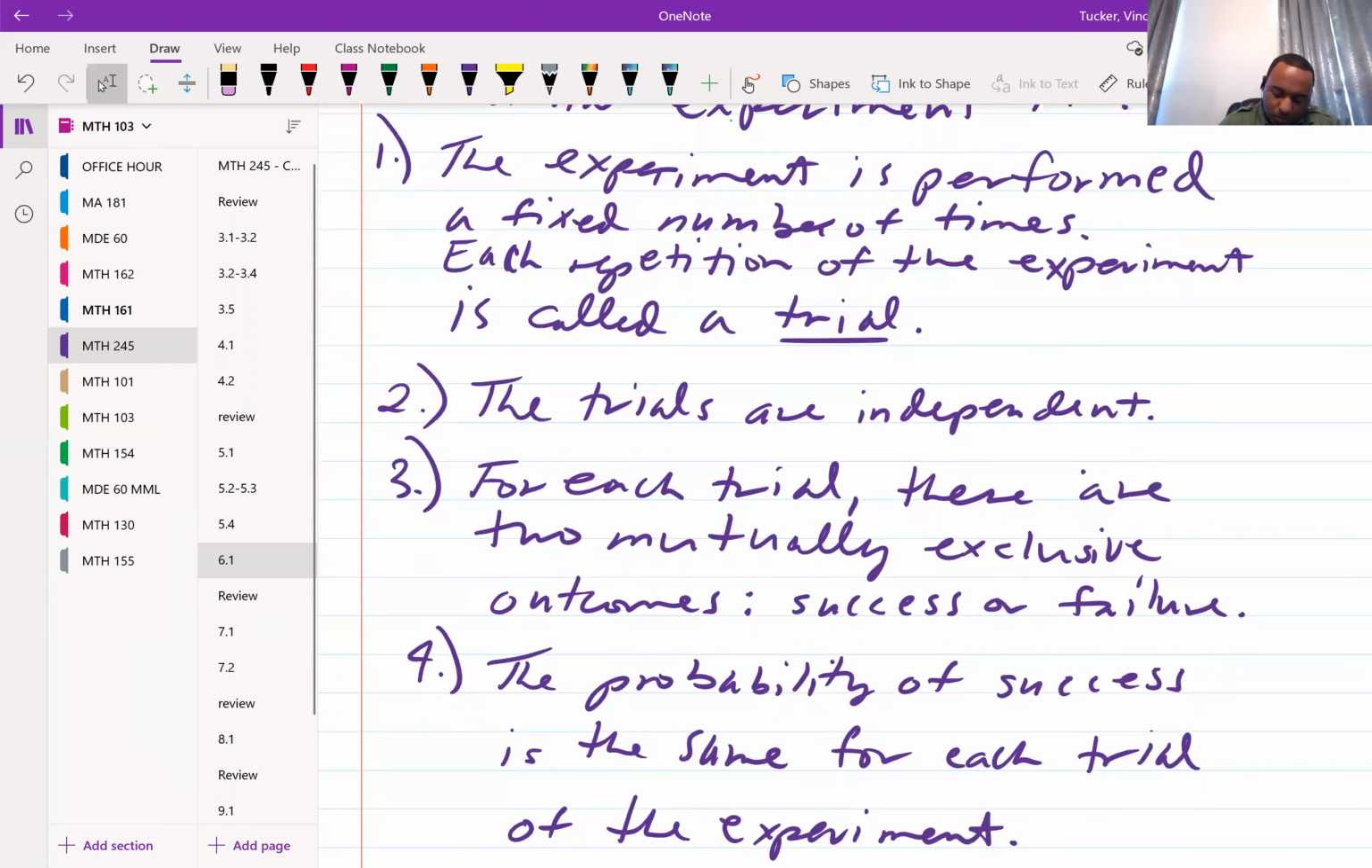All right, is everybody good? I'm done with the purple.